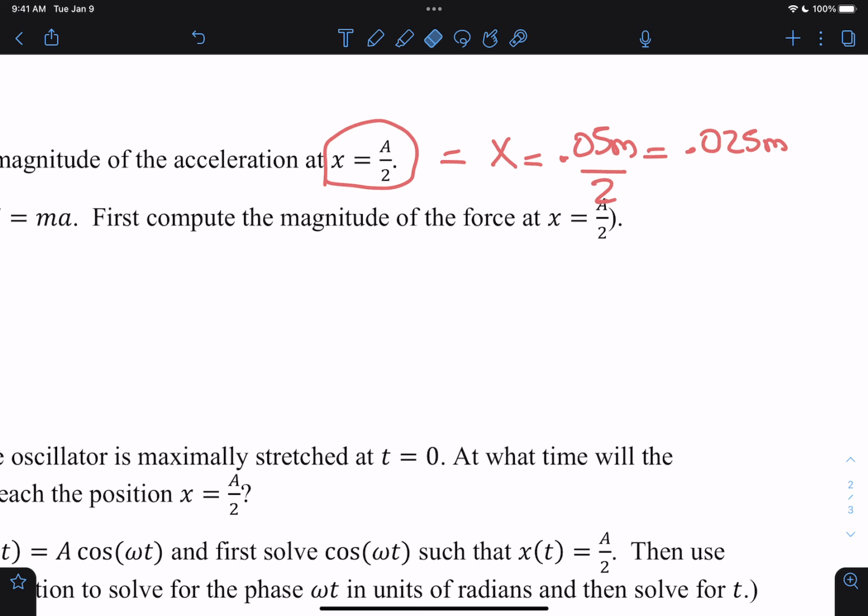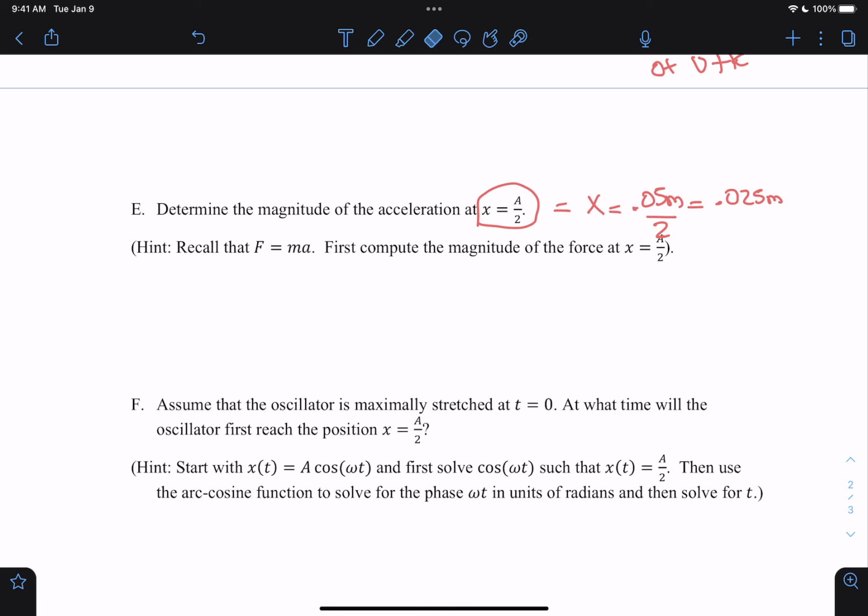0.025 meters. So that's our x distance that we're trying to figure out the acceleration at, right? They already gave us a hint here, but they said F equals ma. So F is equal to ma, and we're trying to isolate A. So acceleration is equal to force divided by mass. We have the mass, that's 2 kilograms. Well, what force is in question here?